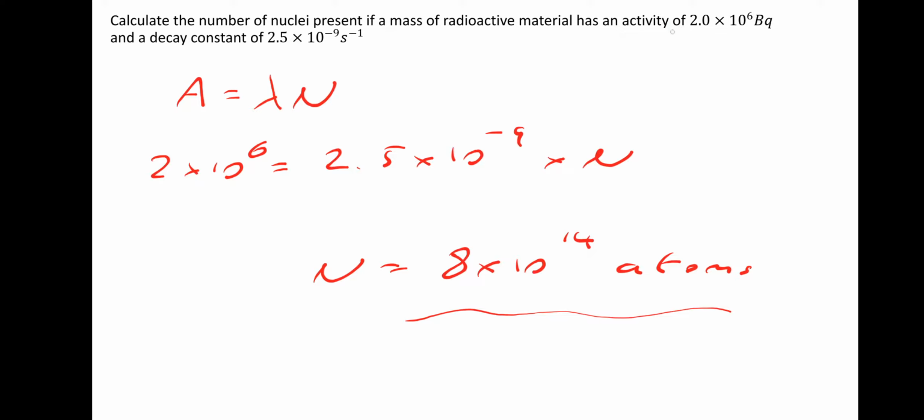Let's do a recap first. I'm going to recap Avogadro number. Remember, Avogadro number is the amount of atoms present in 12 grams of carbon-12. So let's say we had carbon-12. So in 12 grams of carbon-12, there are Avogadro number atoms. So there's 6.02 times 10 to the power of 23 atoms.